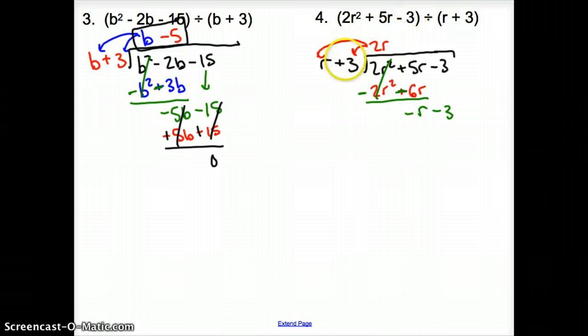Now, next step, it's the same process. What can I take times this r to match a negative r? Well, that's going to be a negative 1. So I take this negative 1 times r to get a negative r and a negative 3. Remember, you have to change the signs. Change the sign. So it's gone. This is gone, so it's going to be 0. So we are done with our division problem, and this is our answer.